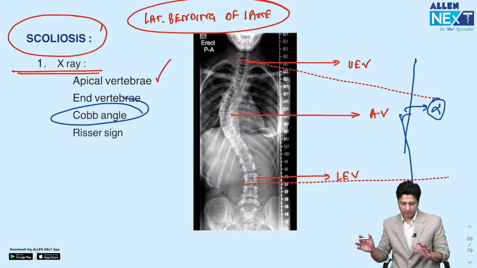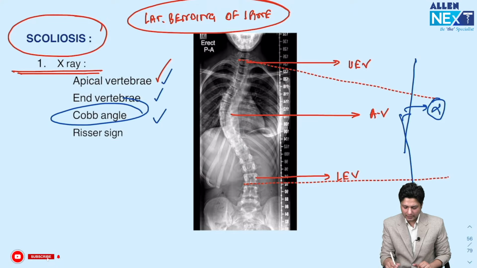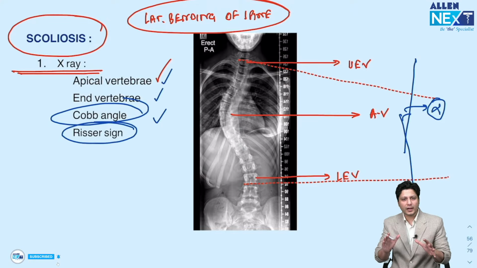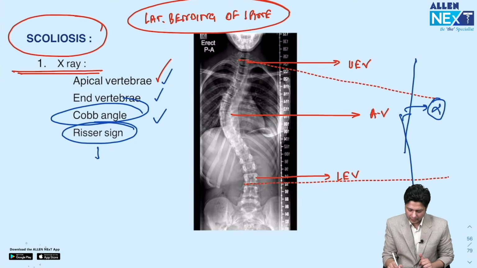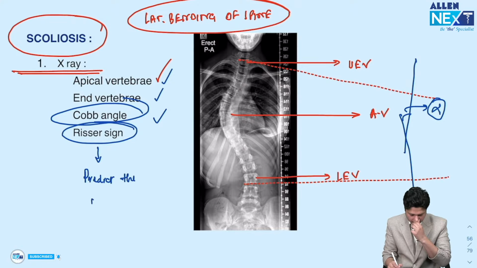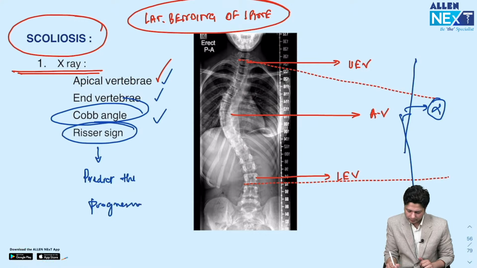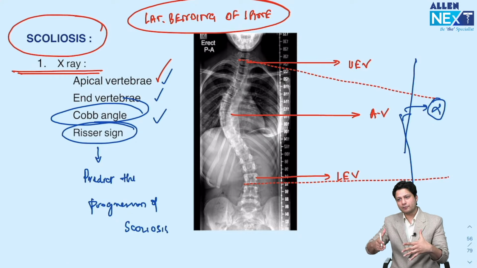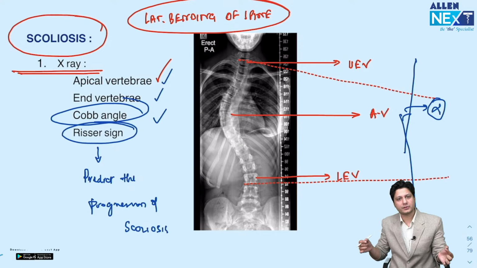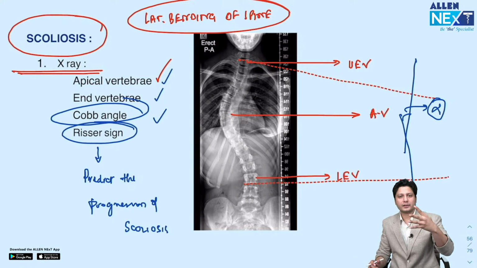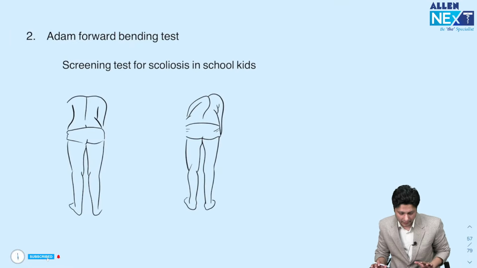So these are the things that you have to remember: apical vertebrae, the end vertebrae, the Cobb angle, and then the Risser sign. Risser sign is not for diagnosis of scoliosis. Risser sign is to predict the progression of scoliosis. Remember this fact: whether the scoliotic deformity will be progressing or not, based upon the fusion of the iliac bone apophysis, is the Risser sign. So these are the 4 facts that you have to remember about the Cobb angle or the scoliotic deformity. This is the question which they have already asked.